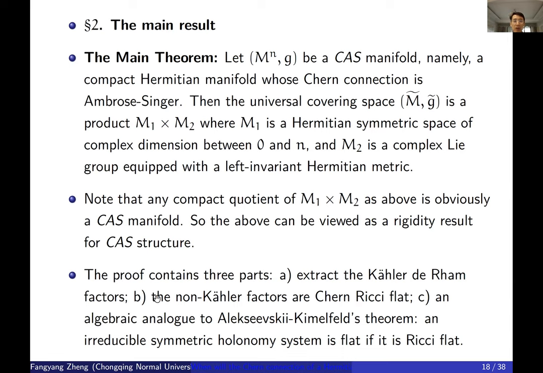That's our observation. And then we use an algebraic analog of the AK theorem we just stated before. Namely, if you consider this abstract holonomy system, if it's irreducible and symmetric in the proper sense, then Ricci flat will imply flat. So basically, this came out of our study of Simons' paper. He had this algebraic proof of Berger's holonomy theorem, right?